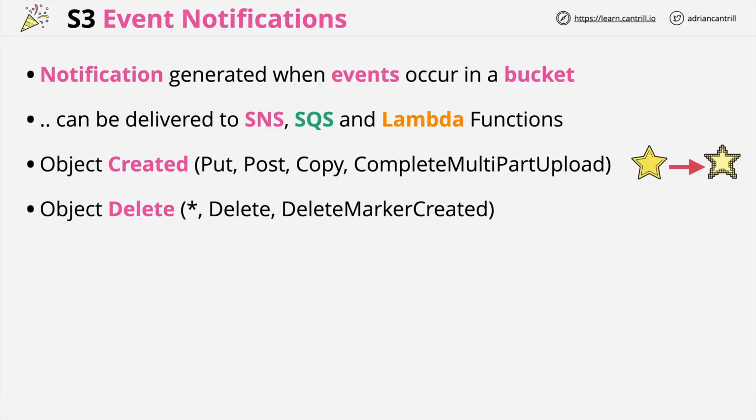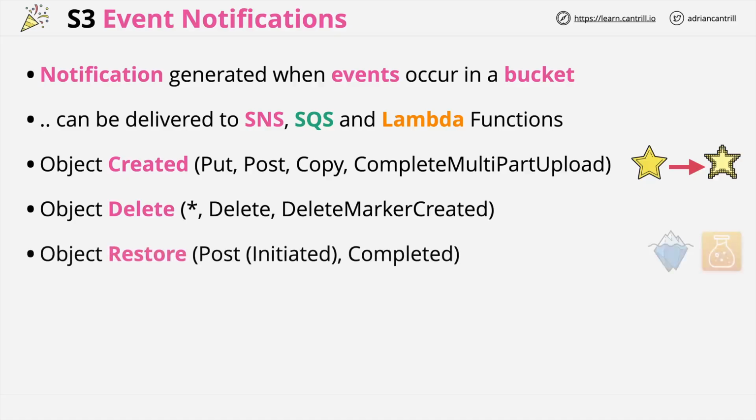You can also have it trigger for object restores, so if you have objects in S3 Glacier or Glacier Deep Archive and you perform a restore operation, you can be notified when it starts and completes, and this can be useful if you want to notify customers or staff when a restore begins and ends.